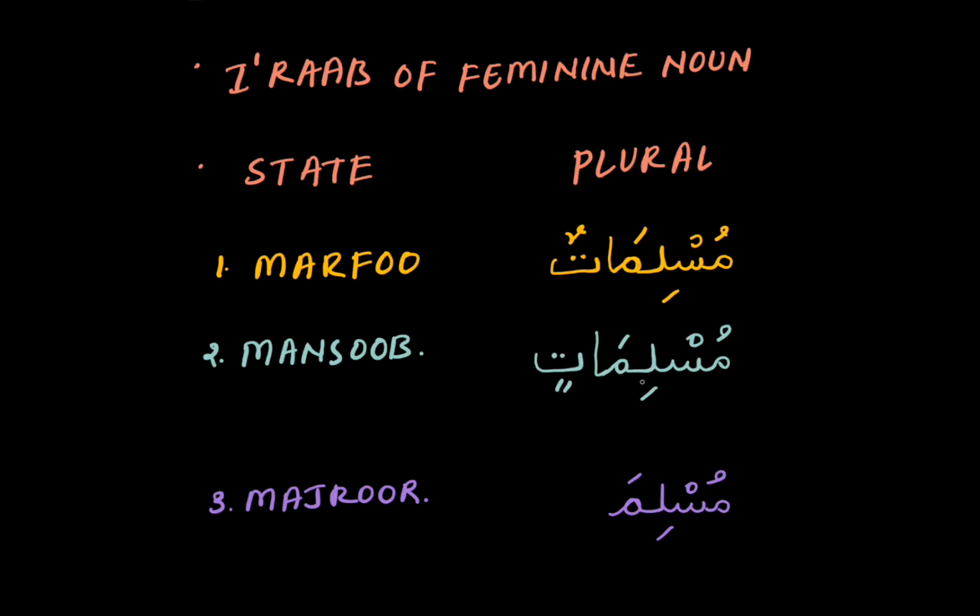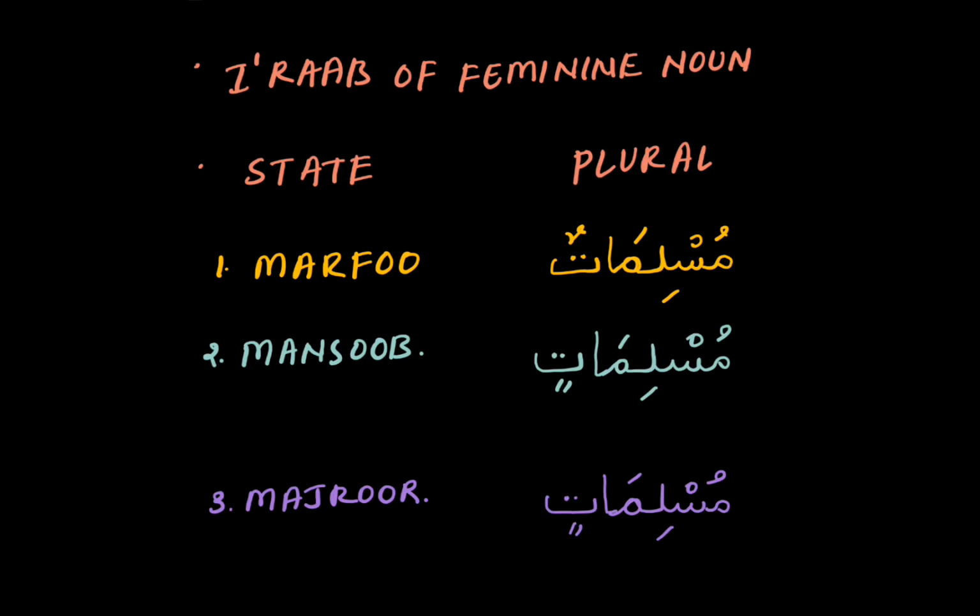Similarly, in the mansub state, the closed ta should be removed and alif ta with a double kasra should be added. So this is muslimatin in the mansub state. That is the feminine plurals. In the mansub state, it is muslimatin. The closed ta should be removed and alif ta with a kasra should be added at the end.